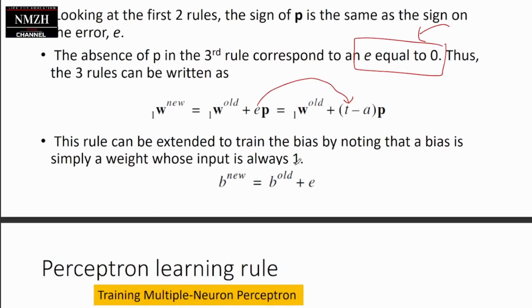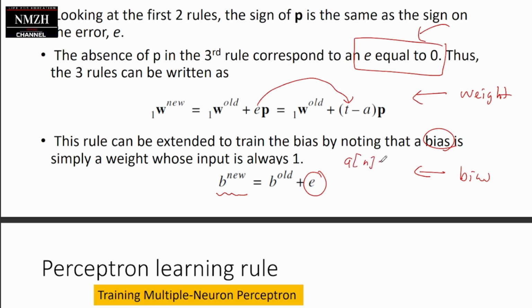Okay. So the rule can be extended also to the bias itself. So this one is for the weight. This one is for the bias. So the bias new is basically bias old plus the error we happen to have after we calculate this one, guys. The a. So then we have that one.